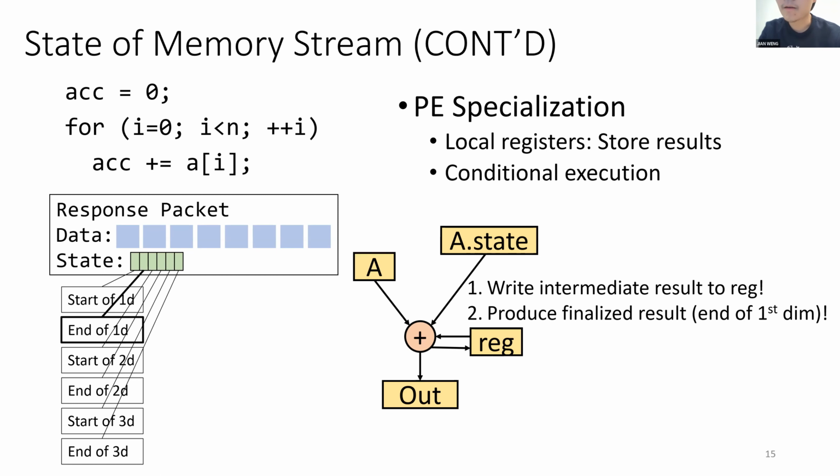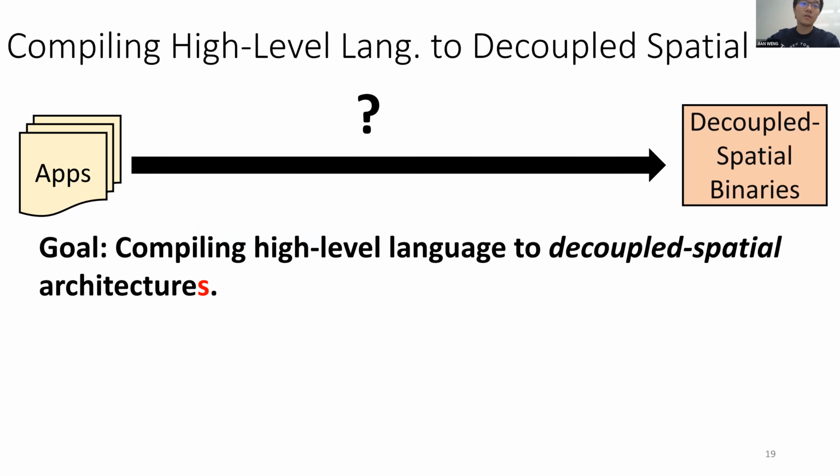I see. Yeah. We use this information to look up the controller to control the processing element. Say we want to finalize the result, we want to reset the register, everything. Does that make sense to you? Sounds good. Okay. Let's go next.